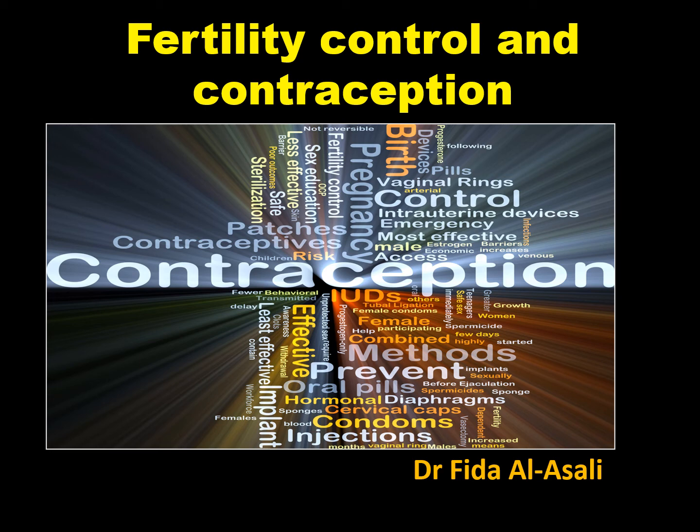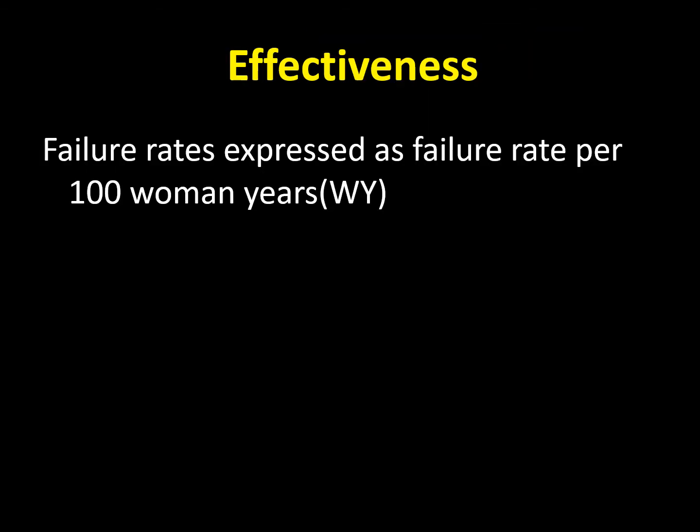Fertility control is important to the majority of the population to avoid unplanned pregnancy. And in this lecture, we're going to discuss various available methods. Effectiveness of the methods of contraception is measured by the failure rate of a method, and this is expressed as failure rate per 100 woman years. This means how many women get pregnant within a year of using a method.